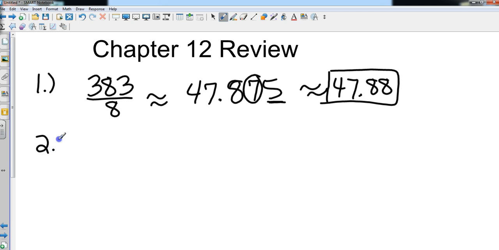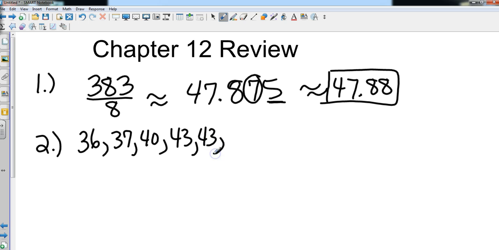Question number 2 is going to ask us to find the median. So first we need to make sure that our pieces of data are in order from least to greatest. So that would be 36, 37, 40, 43, 43, 44, 45, and 95. And so our 2 terms that are in the middle are going to be the 43s.